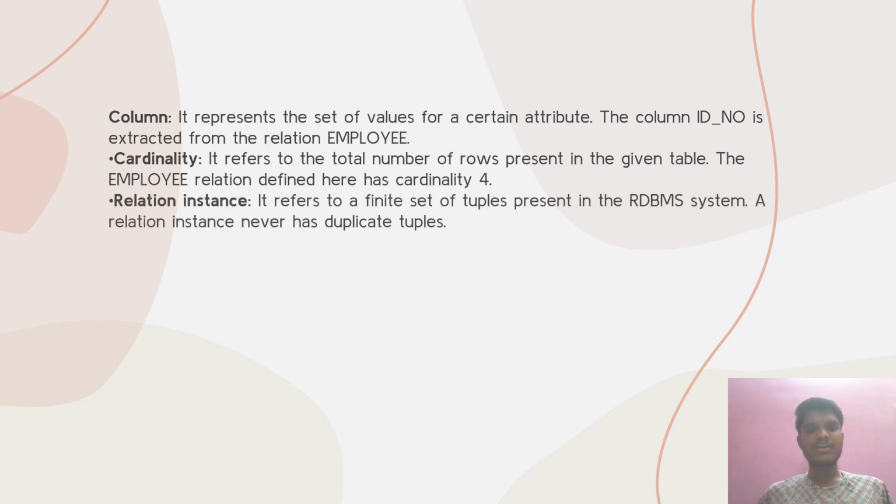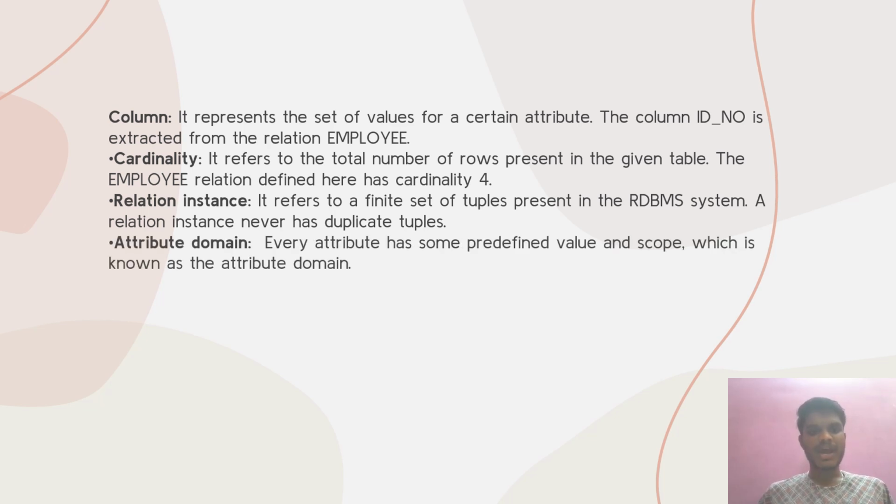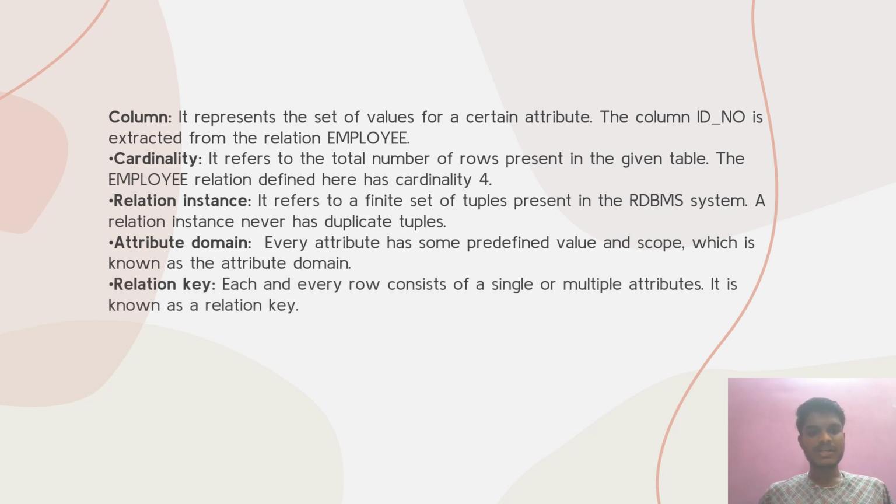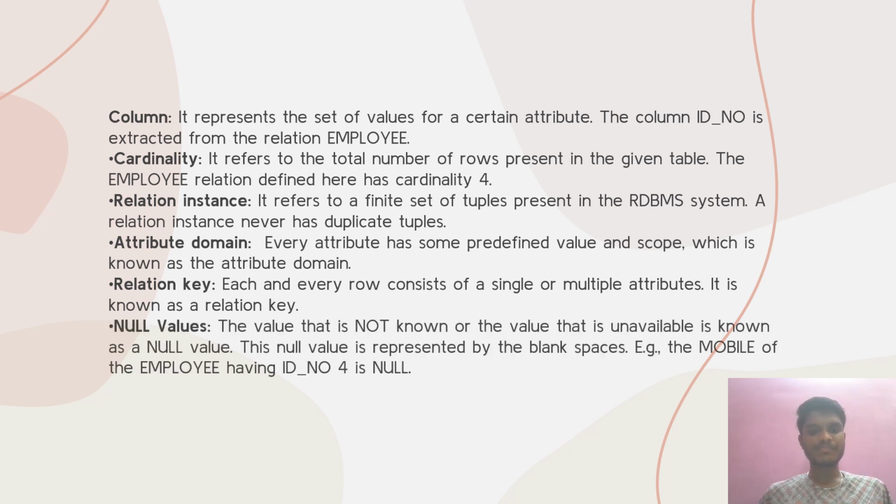Relation instance. It refers to a finite set of tuples present in the relational database management system. A relation instance never has duplicate tuples. Attribute domain. Every attribute has some predefined value and scope, which is known as attribute domain. Next, relation key. Each and every row consists of a single or multiple attributes. It is known as relation key. Null values. The value that is not known or the value that is unavailable is known as a null value. This null value is represented by blank spaces.